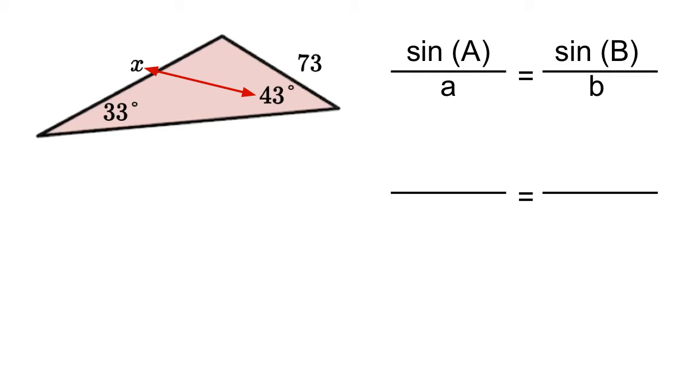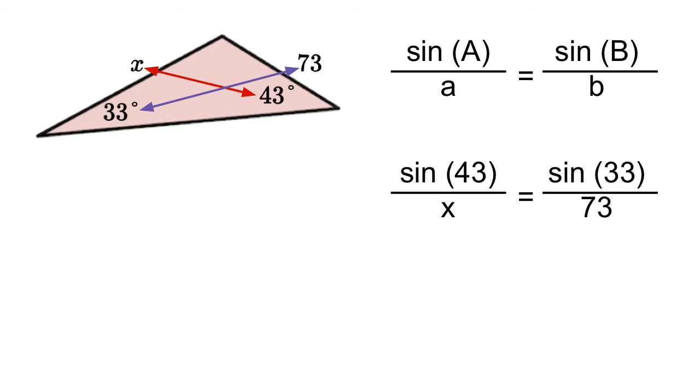All right, so let's see if we can fill it in now. So let's start with that 43-degree angle. That 43-degree angle is opposite from x. So when I set up my proportion, I am going to put those together in the same fraction or the same ratio. So I've got sine of 43 over x. Then if I look at my 33-degree angle, that's opposite from the side that's 73. So I'm going to set those up on the other side of the proportion. So sine of 33 degrees over 73.